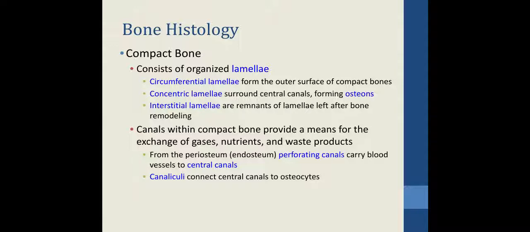Then you could have concentric lamellae, which surround the central canals, and they form what we call an osteon. An osteon is this grouping for structure again in our compact bone, and you'll see a picture shortly. Then you can have what we call interstitial lamellae, which are really just the leftover parts when that bone has done its remodeling. So when it is turning into this compact bone, there'll be this interstitial lamellae kind of left behind.